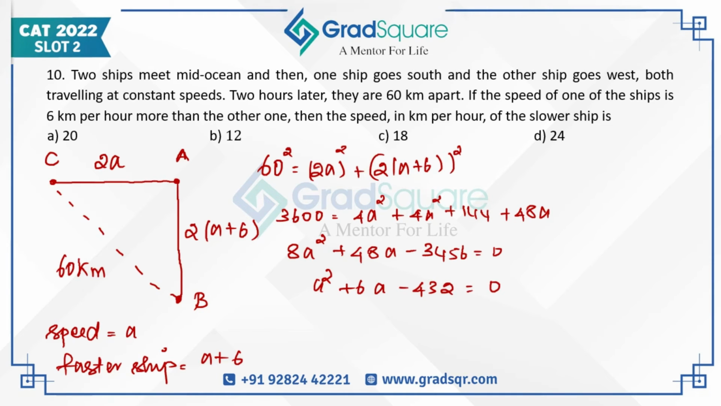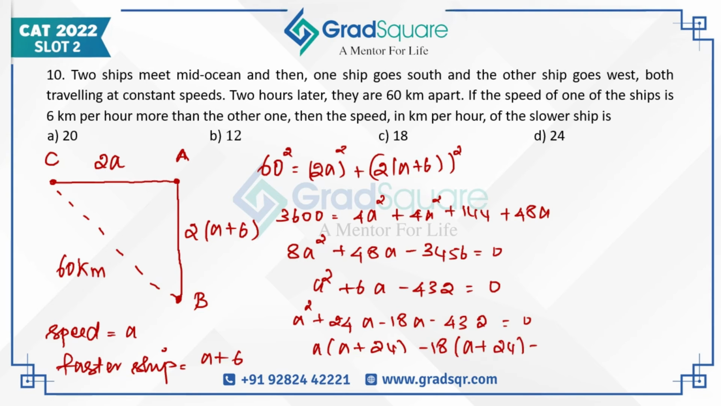Now factorizing this, it can be written as a square plus 24a minus 18a minus 432 equal to 0. That will be a into a plus 24 minus 18 into a plus 24 equal to 0. So that is going to give me a minus 18 and a plus 24 equal to 0. So a will be equal to 18 or a is equal to minus 24, but speed can't be negative, so we are not going to consider minus 24.